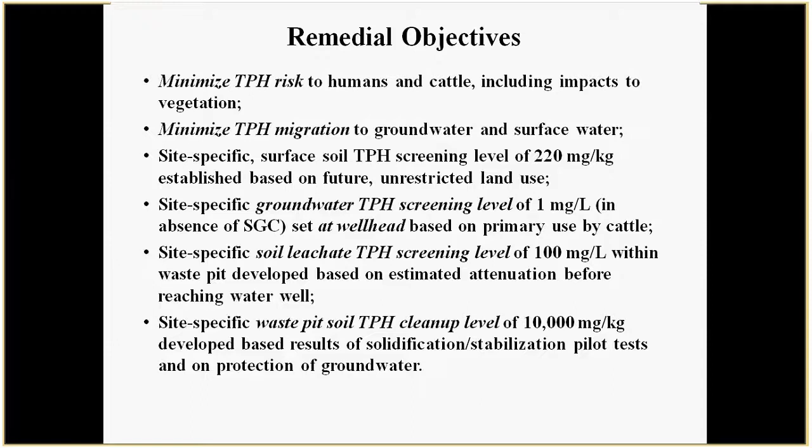This was developed based on estimated attenuation before it ever reached the well, which is located a short distance away. And then a site-specific waste pit soil TPH cleanup level of 10,000 milligrams per kilogram was developed based on the results of solidification and stabilization tests and leaching tests run on the soil. So any soil with less than 10,000 ppm TPH wasn't going to generate a leachate with more than 100 milligrams per liter TPH in it. And this was going to be adequate to protect the nearby well, ensuring TPH wouldn't be over 1 milligram per liter in that water that was being used to give to the cattle.